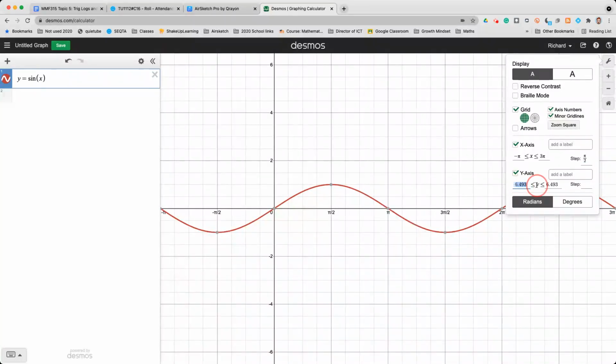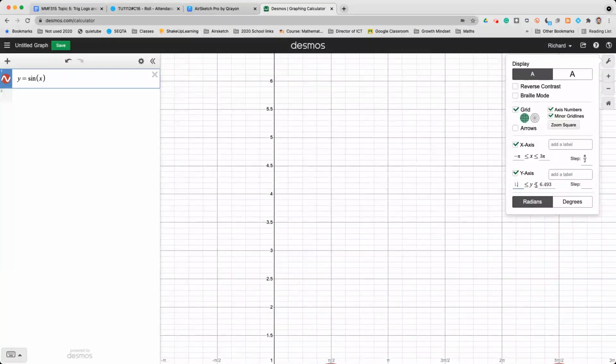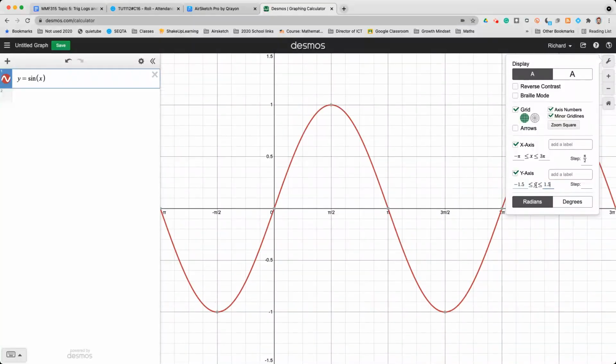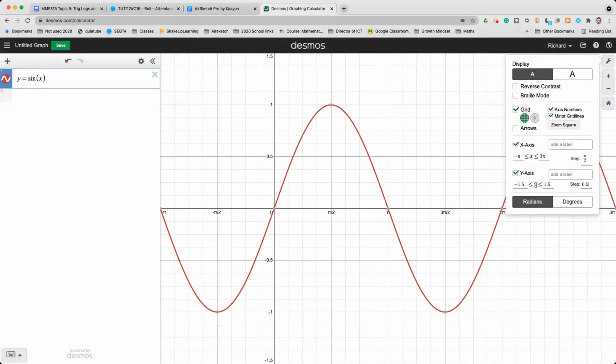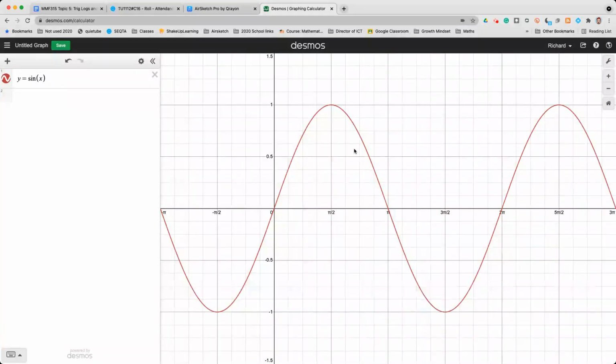And then for the y-axis, I know that it's just sine of x. It's only going to go between minus 1 and 1, so I'm just going to give myself a little bit of room. So I'll go from minus 1.5 to 1.5. Okay, that'll make it look a little bit better, and I'll step every 0.5 so I can see what's going on. Okay, so there's my graph there. It goes on forever in both directions. So this is just a snapshot of my graph, as you can see here. Okay, so that's okay, but it does go on forever.